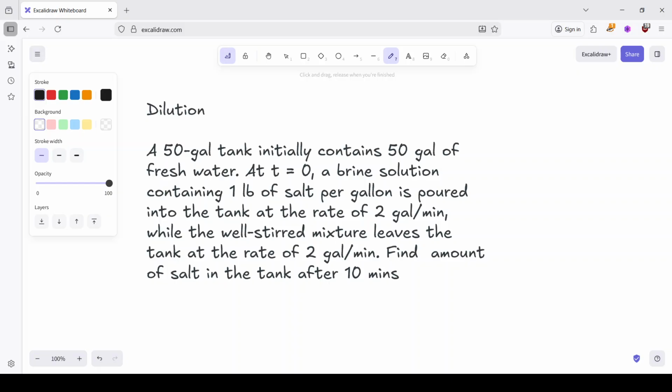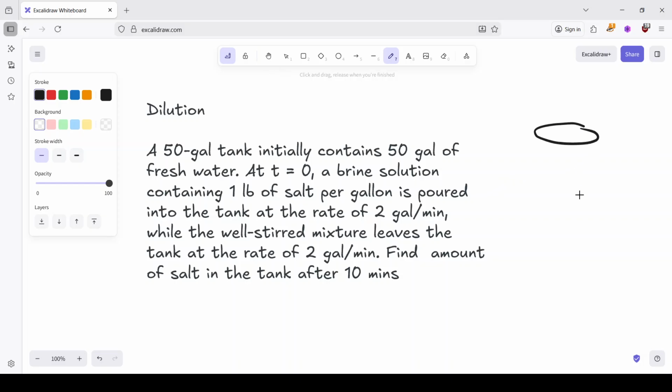Okay, so the problem goes, a 50-gallon tank initially contains 50 gallons of fresh water. At time t equals 0, a brine solution containing 1 pound of salt per gallon is poured into the tank at the rate of 2 gallons per minute, while the well-stirred mixture leaves the tank at the same rate of 2 gallons per minute. Find the amount of salt in the tank after 10 minutes.